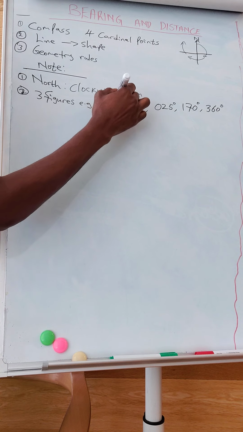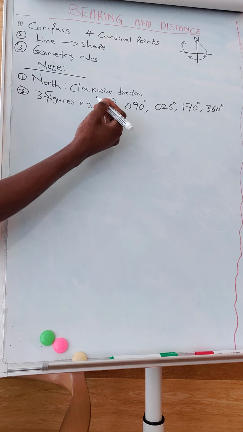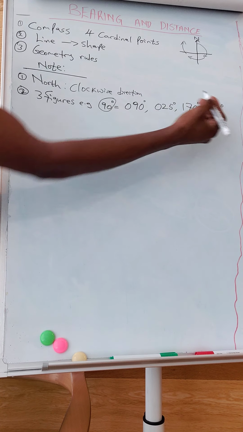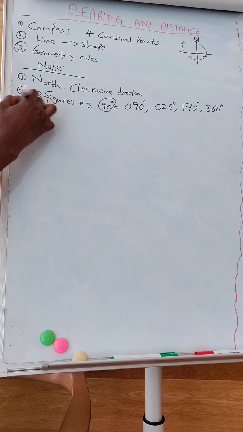This one is not acceptable. 2 digits, 1 digit is not acceptable under bearing and distance. So you must always write it in what? 3 digits. Take note of all these things.